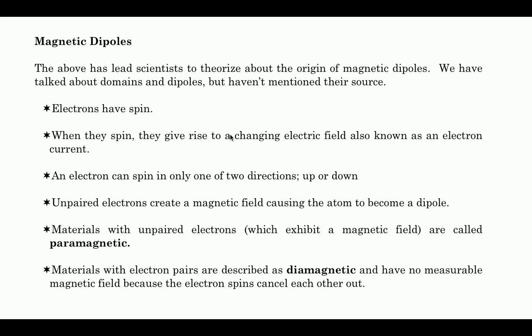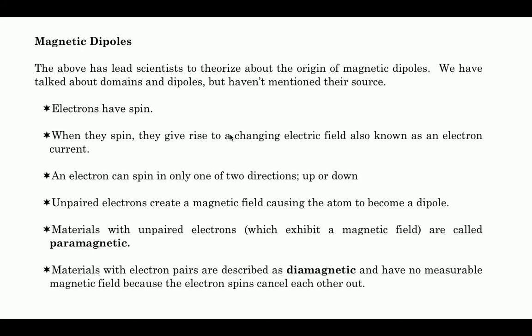Whenever you have an unpaired electron, you should be thinking, this reminds me of the Pauli exclusion principle from what you probably learned in chemistry. When you have an unpaired electron, that creates a magnetic field, causing the atom to become a dipole. So materials with unpaired electrons, materials that exhibit a magnetic field, are called paramagnetic.